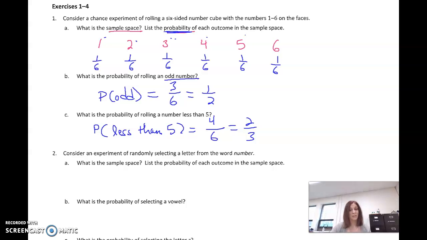We have a 50% chance, 1 out of 2, of rolling an odd number. Again, that's why listing the sample space is so important, because you can just count what your event is, what your favorable outcome is, and put it over the total.